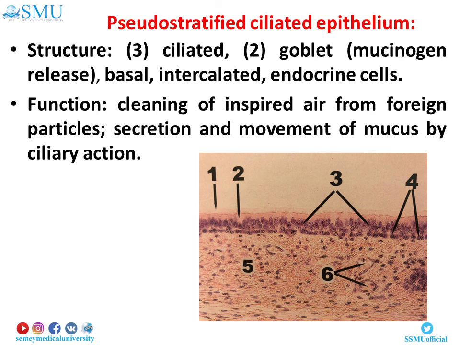In this slide you can see epithelium of trachea. Cells are visible, numerated by 3 ciliated cells and numerated by 2 goblet cells, producing mucinogen.